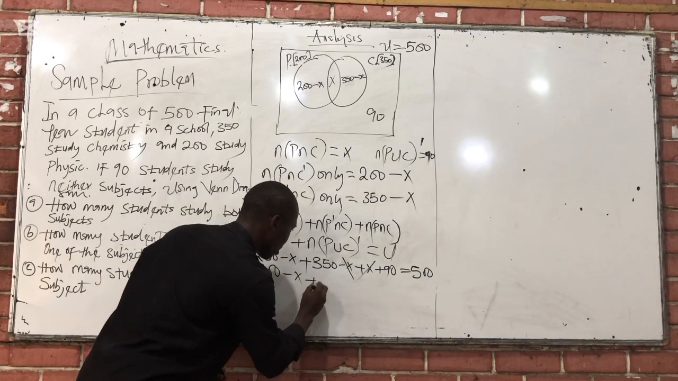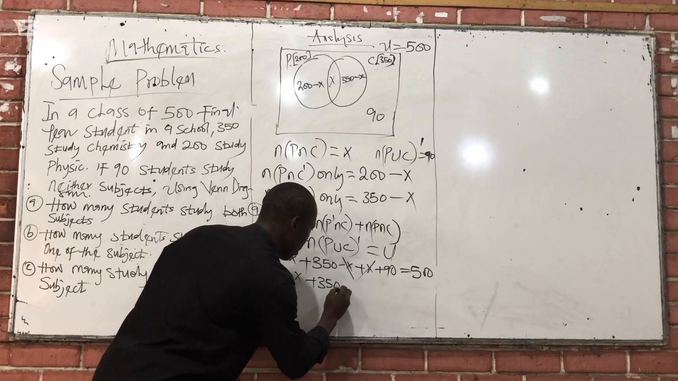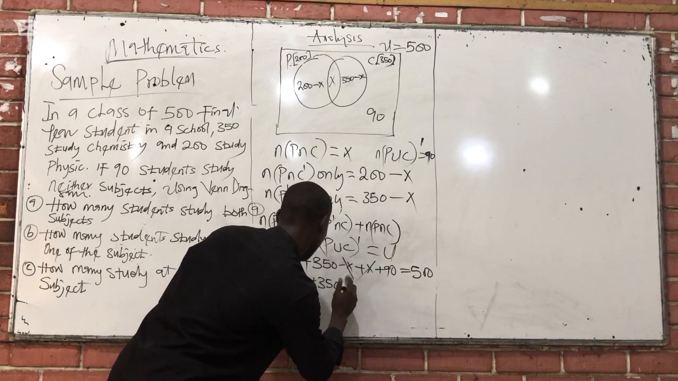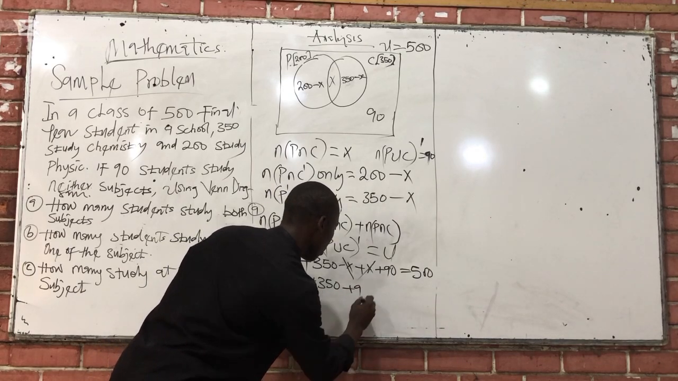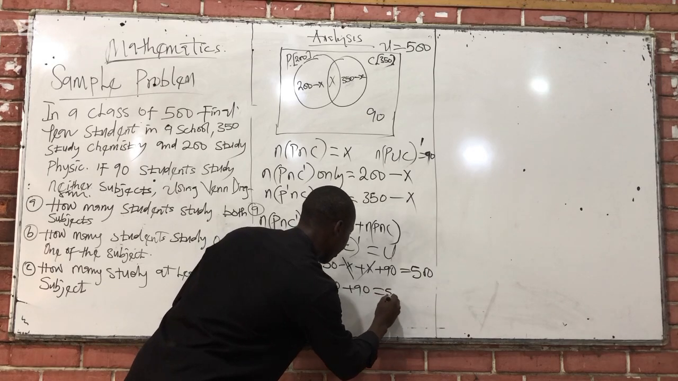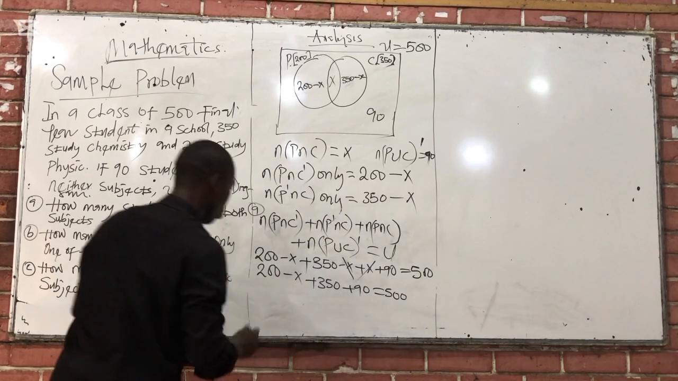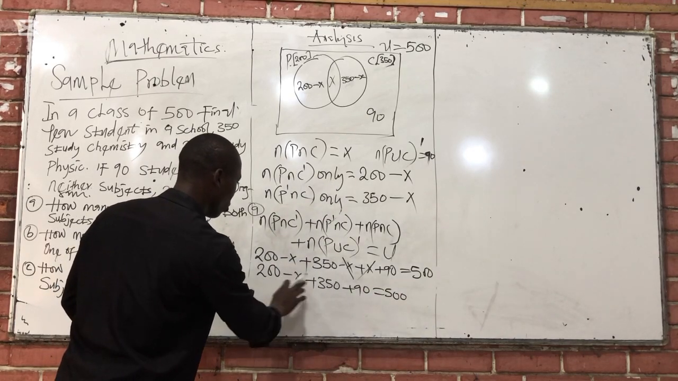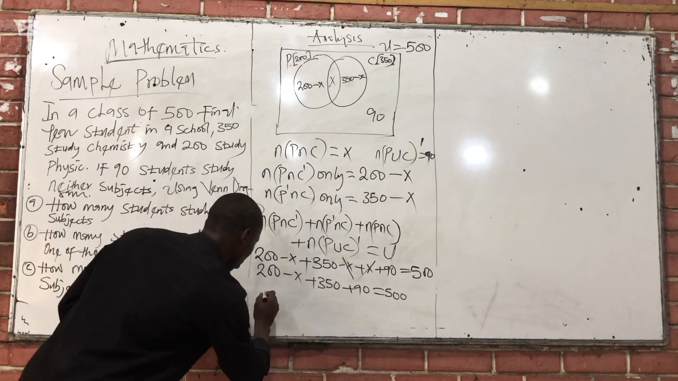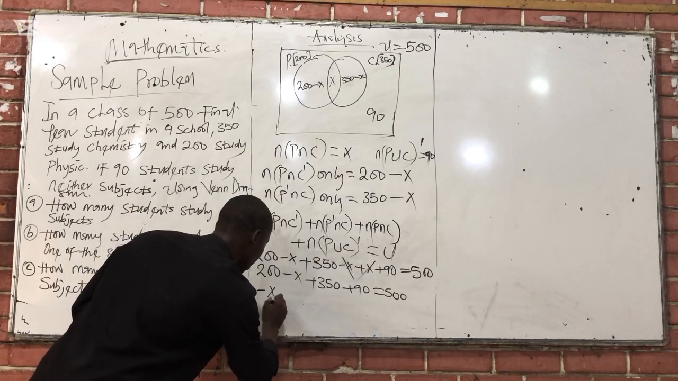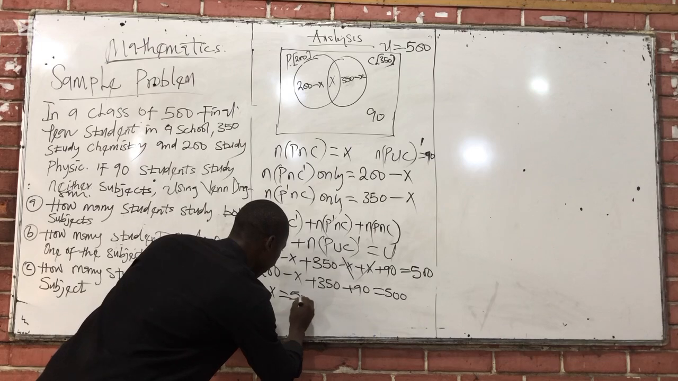So now this minus x can cancel plus x, so we are left with 200 plus 350 plus 90 equal to 500. So we are going to move everything to this side.